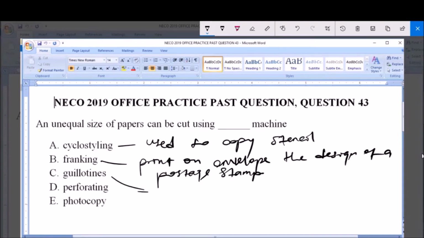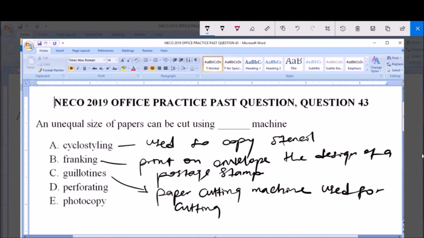Now guillotine machine. A guillotine machine is a paper cutting machine designed with a rectangular base fitted with a sharp blade. So a guillotine machine is a paper cutting machine, designed with a rectangular base, used for cutting papers of varying size.